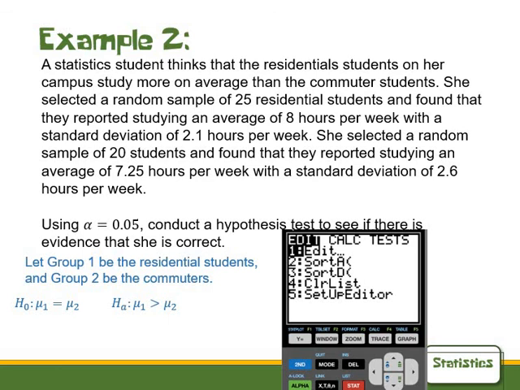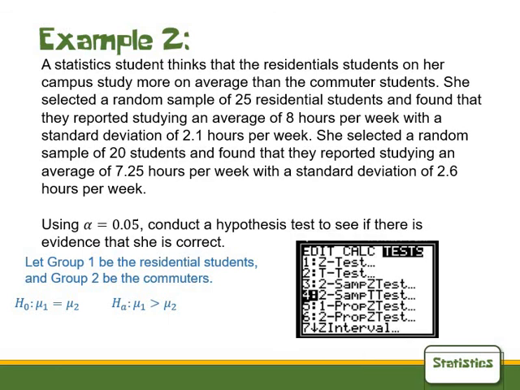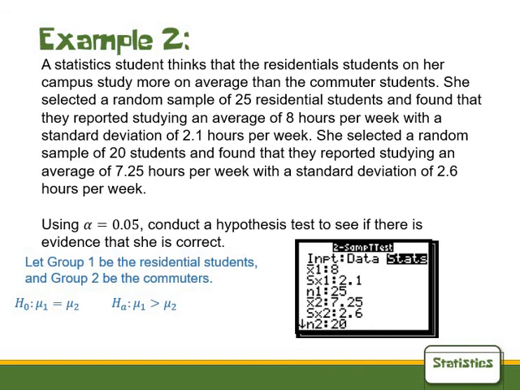So to do this, we're going to, as always, hit the Stat button, go over to the Test menu, and look for two-sample t-test. It's number 4 here on my calculator, the two-sample t-test. And you get these menus. If you've just done the previous problem that I did with the confidence interval, all the information is still stored in here, and you don't have to change a whole lot.